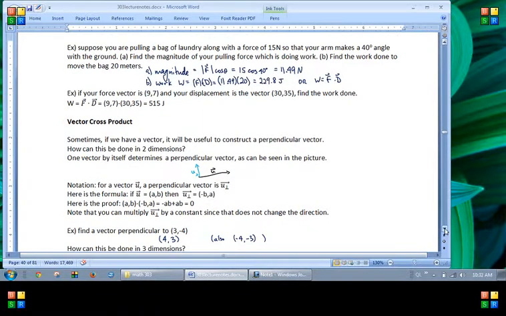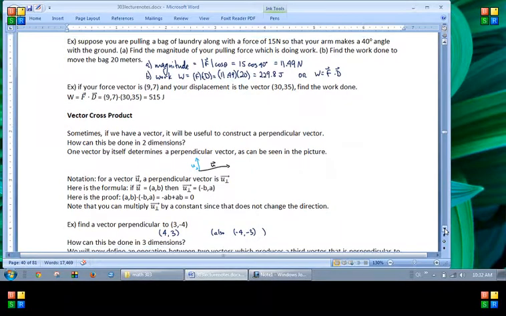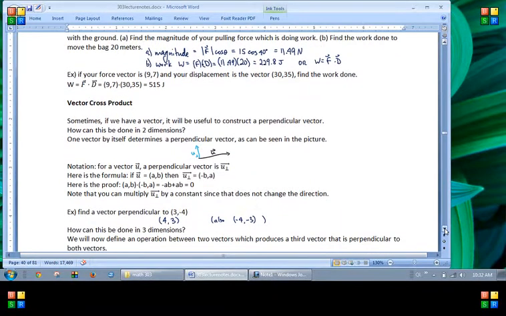How do we do this in 3 dimensions? So in 3 dimensions, this is a bit of a different question. So let me start off by telling you what we are going to do. We're going to define an operation between vectors, which produces a 3rd vector, and that 3rd vector will be perpendicular to both vectors.